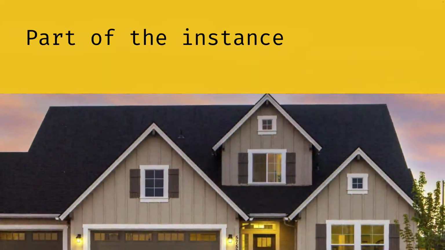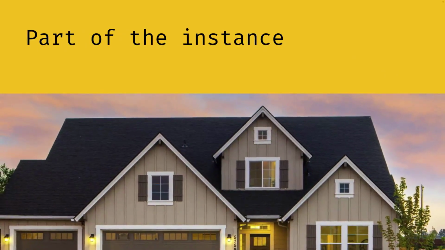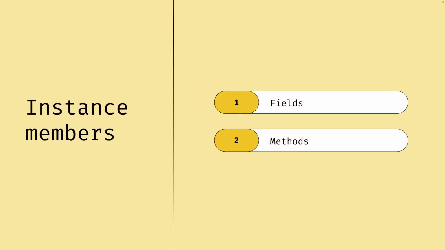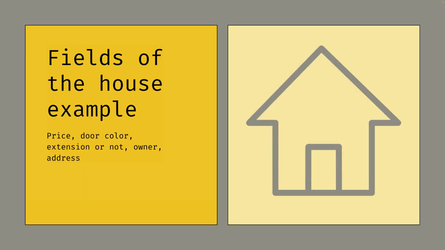Let's have a look at the first group first, the class members that are part of the instance. Classes can contain certain fields and methods that become part of the instance. That might sound a bit fake, so let's go back to our house example once more. The blueprint of the house could have several different properties. Just some random examples: price, color of the front door, whether or not it has an extension, who the owner is, what the address is, etc.